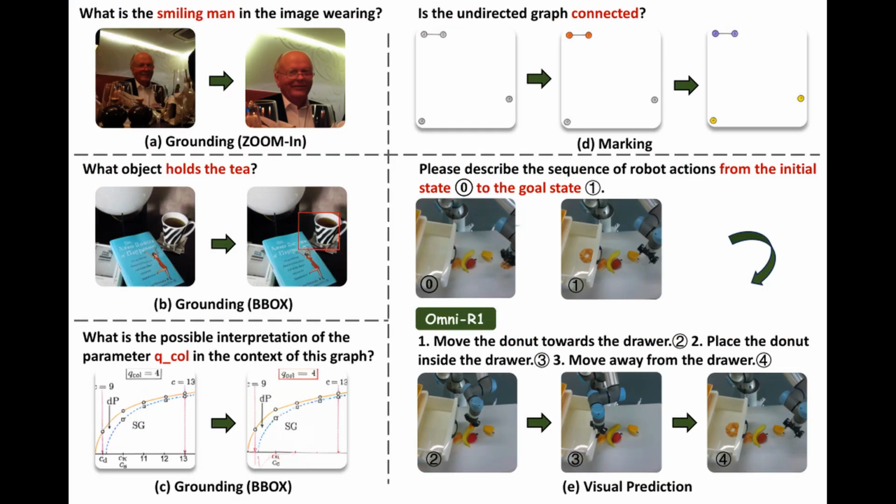Let's take another look at some examples of how this unified generative approach works in practice. This figure really shows the power of generating intermediate images during reasoning. This is such a great visualization.